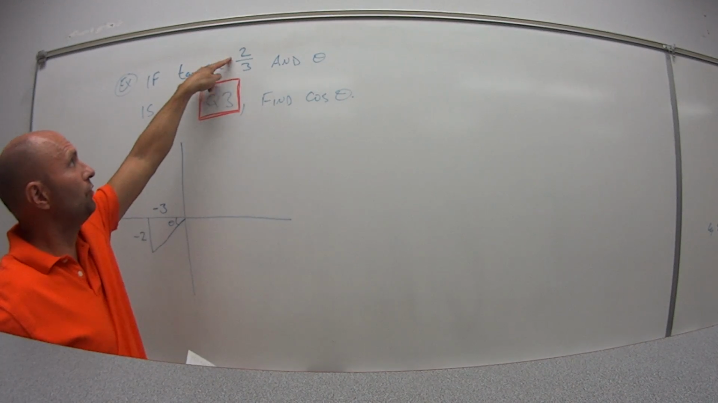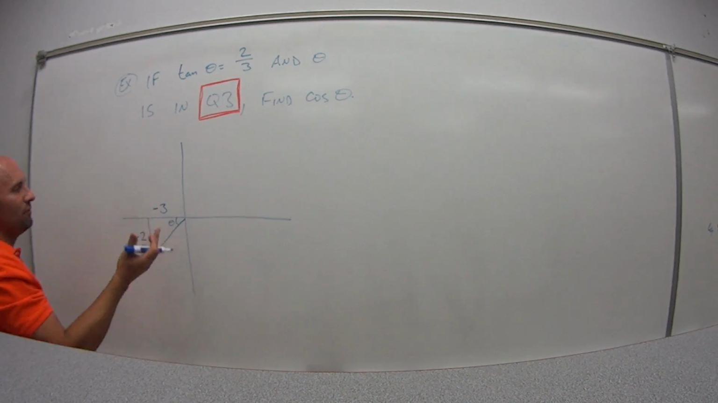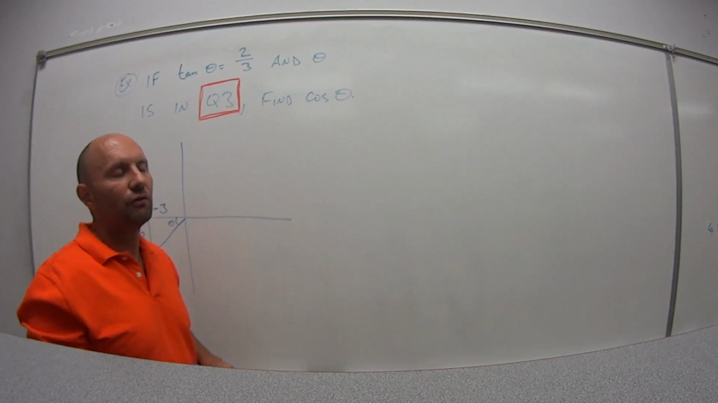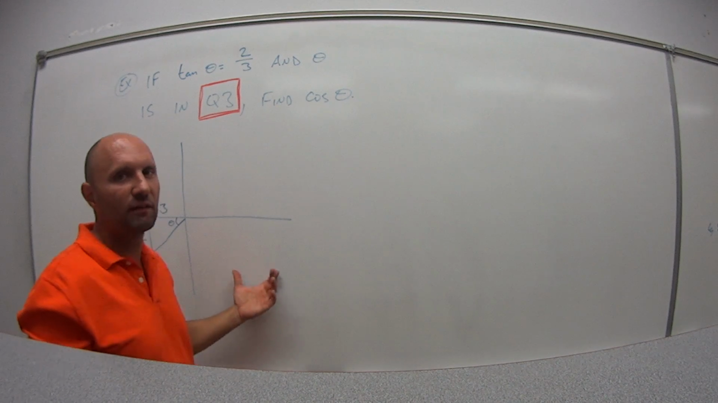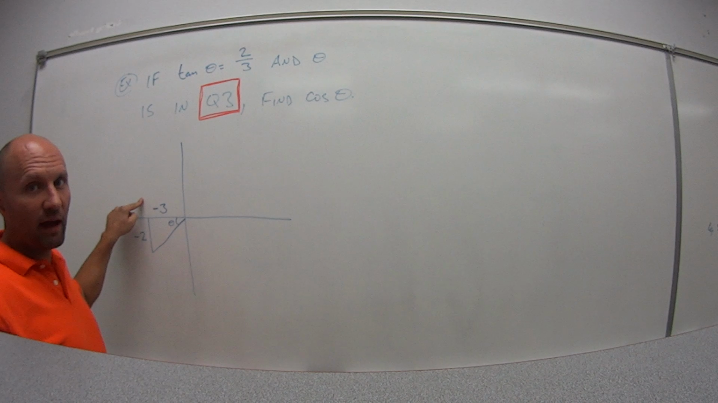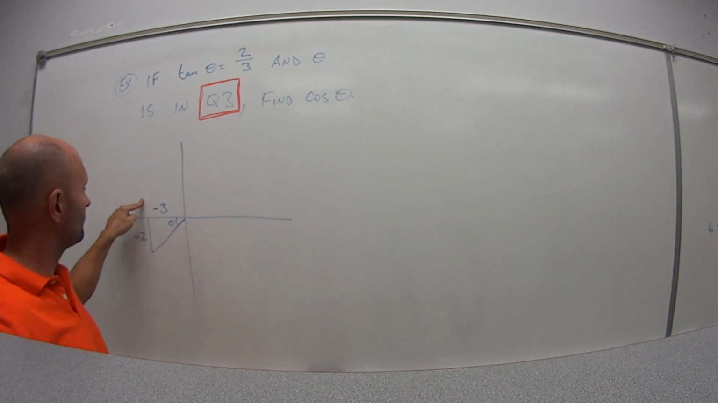So tangent is 2/3, but the sides of these triangles now have negative values because it's in order to put me into quadrant 3. So that is so important for these problems. So when we're given these kind of problems, you have to make sure to account for these signs on this triangle, or you're very likely going to get the problem wrong.